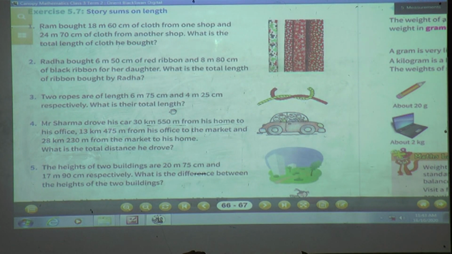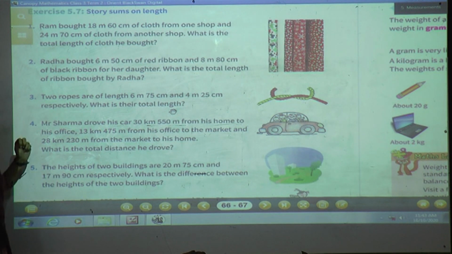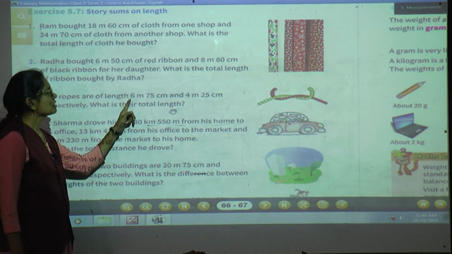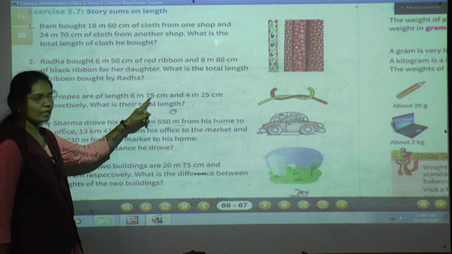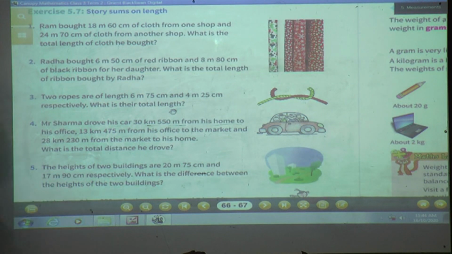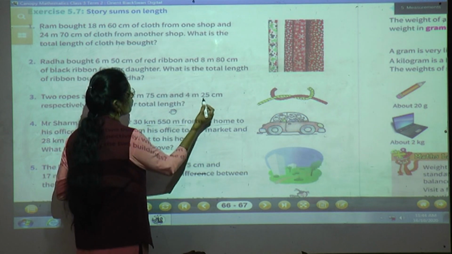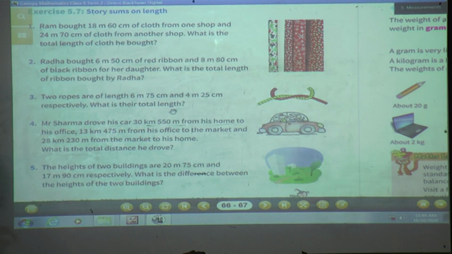Here also we have to find out the total length of the ropes. Here two ropes are there and the length of first rope is 6 meter 75 centimeter and the length of other rope is 4 meter 25 centimeter, and then you have to find out the total length of the two ropes. So here also we have to do the addition. 6 meter 75 centimeter plus 4 meter 25 centimeter. So you have to do the addition. Try to solve by your own. This is very easy example. So try to solve by your own.